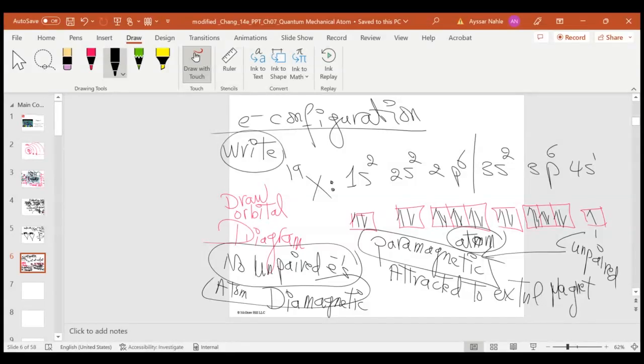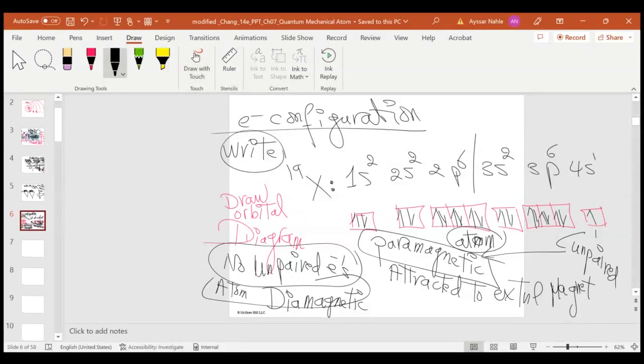Diamagnetic means it will not get attracted by the external magnet. Okay? Remember, "dia" means two. Diamagnetic means you don't see lone pairs of electrons, you don't see electrons alone, unpaired electrons. All right? Now, I think I gave you everything you need right now.